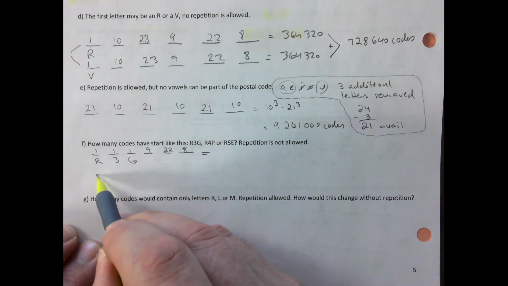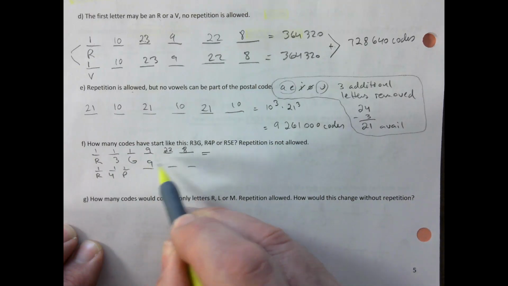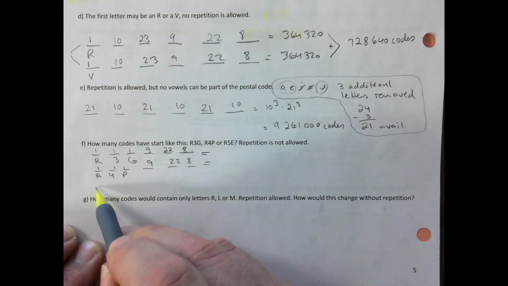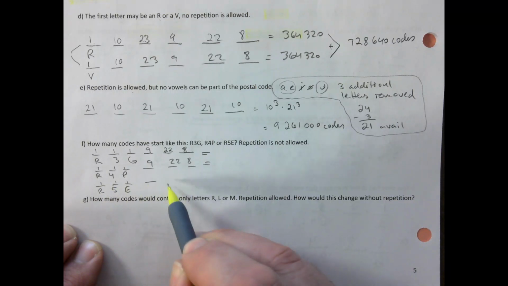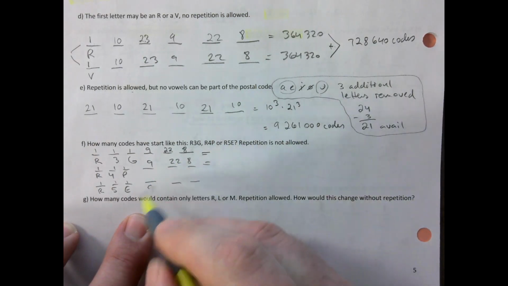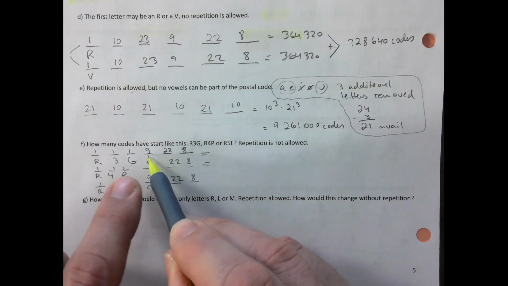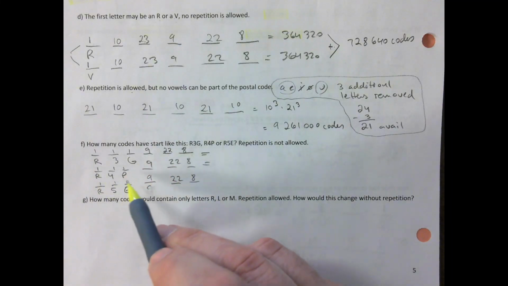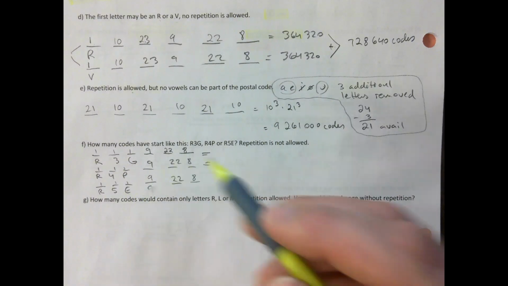And then you could go R4P. There's only one option for each. And we can copy the rest down. Okay. And then R5E. There's only one option for the first 3 slots. And you can copy down the rest. Oops, sorry, it has to be on top. Right, still 9, 22, 8. Because the second half of the code doesn't change, right? It doesn't change in terms of these cases. It stays the same.